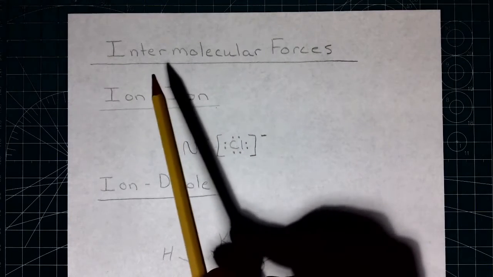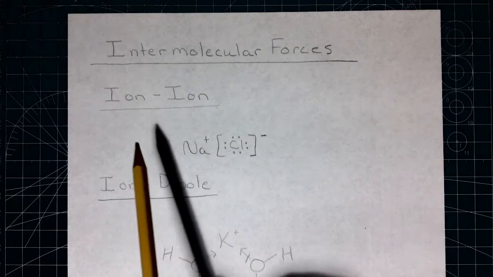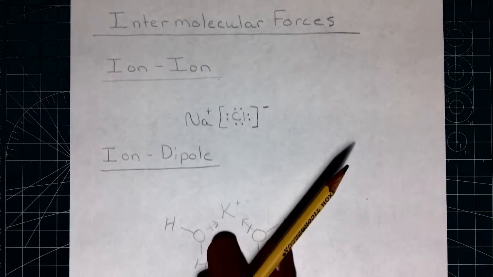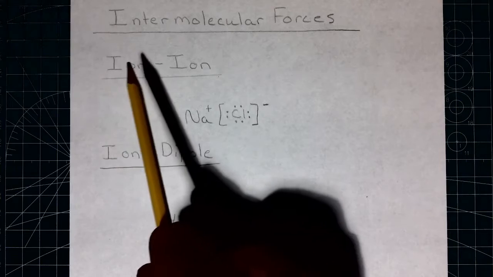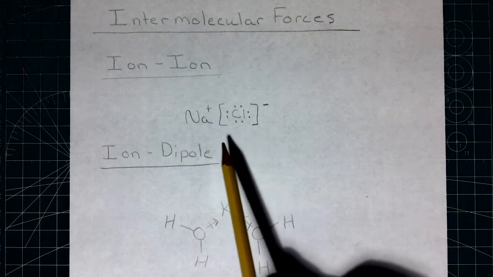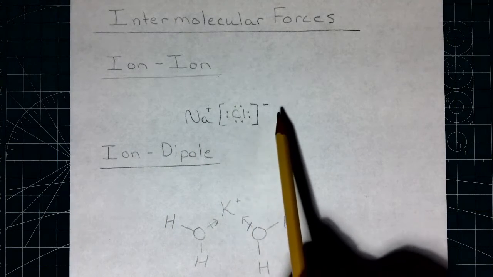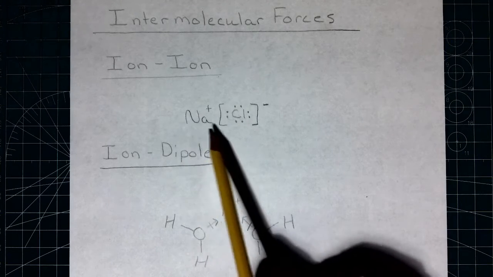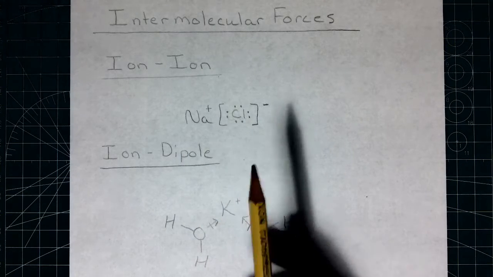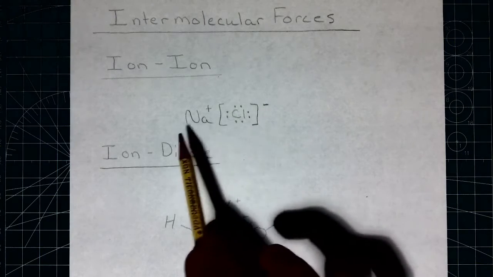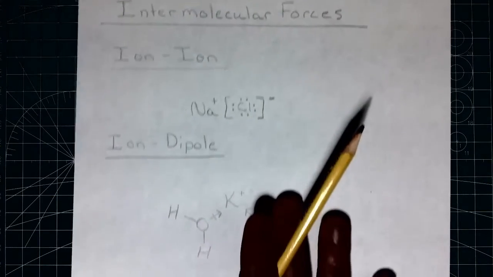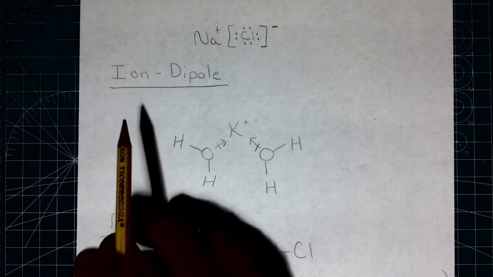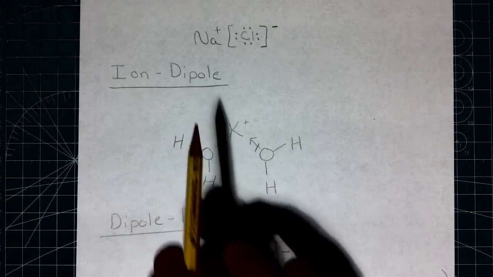So next we have intermolecular forces. And we have different types of intermolecular forces. Our first one being ion-ion. This is the intermolecular force that's leading to ionic bonding that we've seen before. And we know this to be a very strong interaction that can actually be considered a true chemical bond. Next, we're going to have ion-dipole.